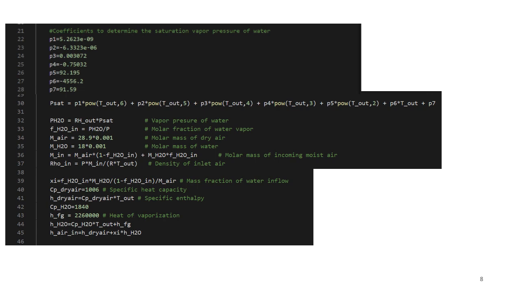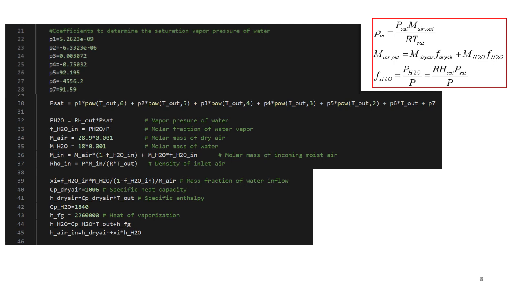In the model development section, I told you that we are going to calculate some properties within this Python code. So let's start doing that. First, we are going to calculate rho in. Rho in is the density of air coming into the building. These three equations show how to calculate rho in. But we need to estimate the molar mass of moist air, and the molar fractions of water and dry air for the incoming airflow stream. In order to do that, we need to estimate the saturation pressure of water. These 7 P coefficients do that, so that we can calculate rho in.